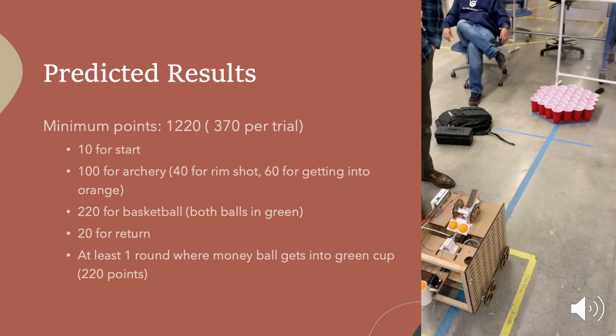Our predicted results for this final competition is that we get a minimum of 1,220 points. That is 370 points per trial. 10 for start, 100 for archery, considering 40 for a rim shot and 60 for getting 1 into orange. 220 for basketball, both balls getting into green. 20 for return, and at least 1 round where the money ball gets into the green cup. And this is our robot in action.